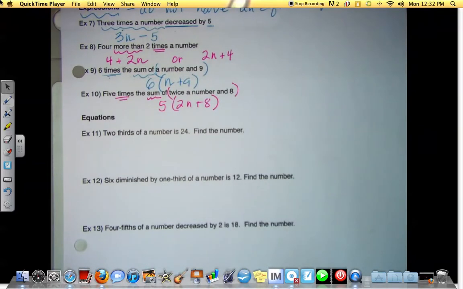Any questions so far? Could you put 2 to the second power, like n to the second power? No. It's twice n, so that means it's 2 times n, which is different than n being raised to the second power.